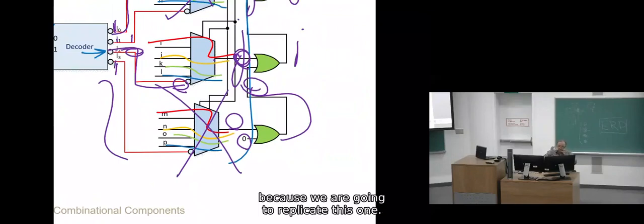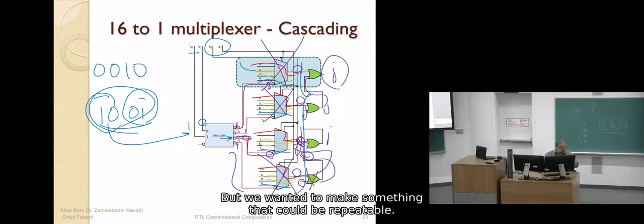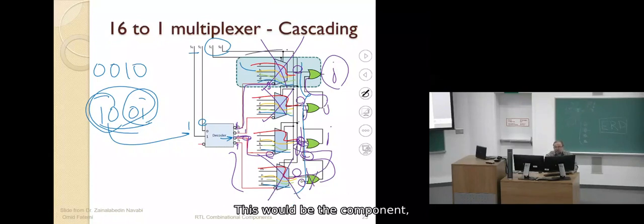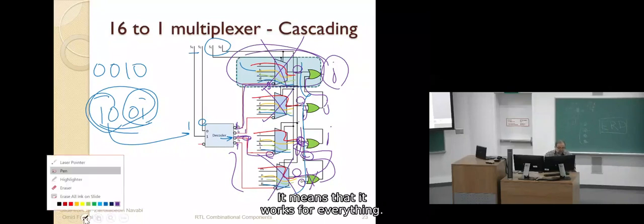Because we are going to replicate this one. You see this box? You could say, okay, this is the first one. Why do I use an OR gate here? I don't need to put an OR gate. I just put the output of this going to this OR gate. Yeah, that's great. But we wanted to make something that could be repeated as much as we want. And this would be the element that we repeat. So we put zero at the first one. It means that it works for everything.